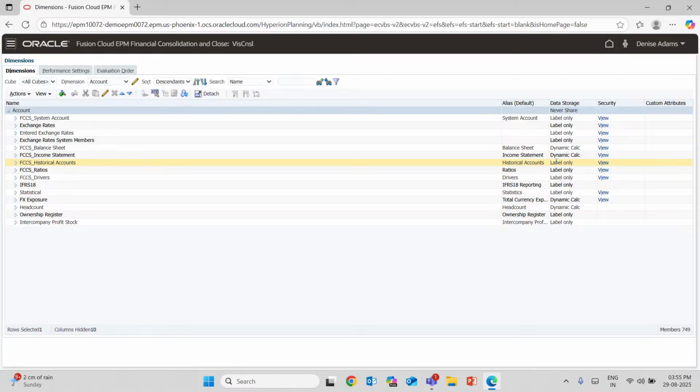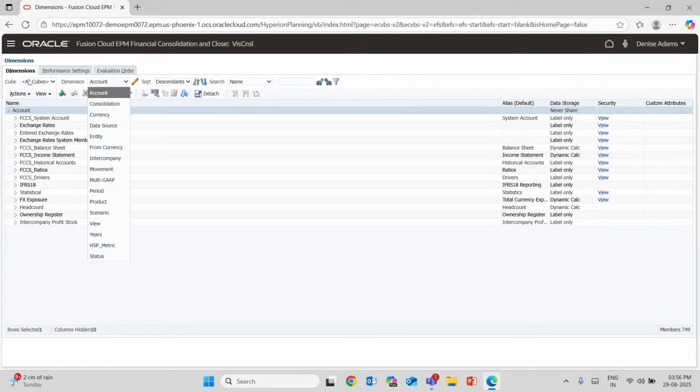To upload the members, the member accounts sit below this dimension. In this dimension we will add members, and we will learn how to create them. Okay, then these are the dimensions.